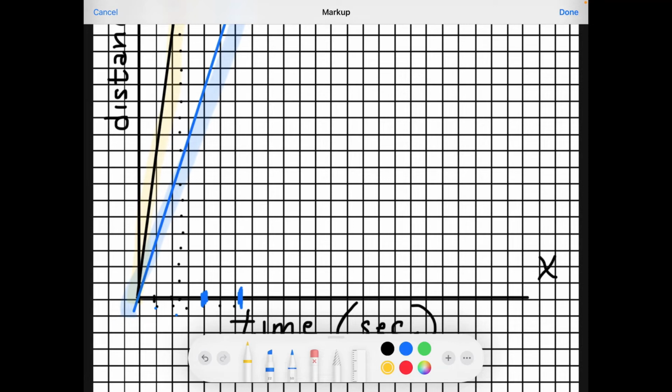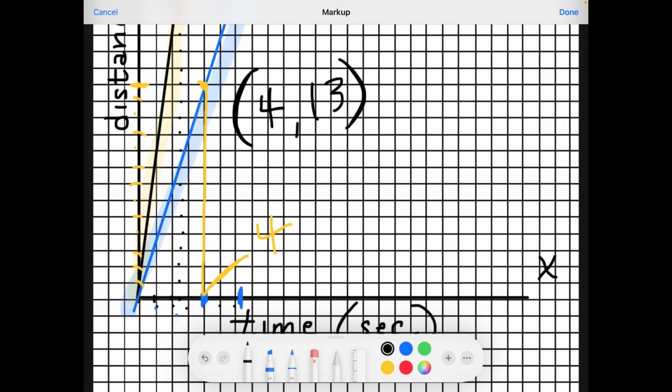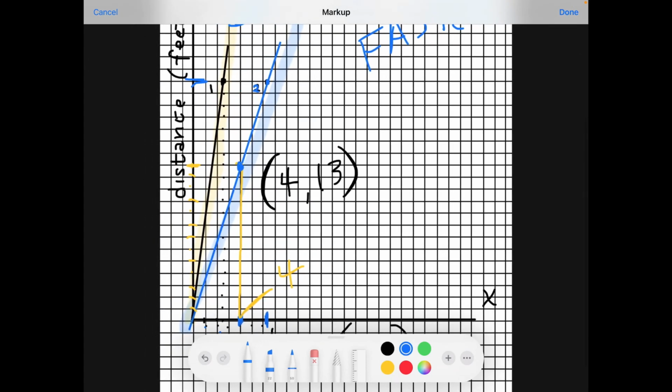If I had traveled for 4 seconds, if we just draw a line straight up to where it bumps into our graph, we can see it bumps into our graph here. Then I would have gone the distance represented here on the y-axis. I would have gone 1, 2, 4, 5, 6, 7, 8, 9, 10, 11, 12, 13 feet. So if I had traveled for 4 seconds, I would have gone 13 feet. That's another data point that we would have gotten in our second trial. So the graph can help us to project from one set of data to other sets of data.